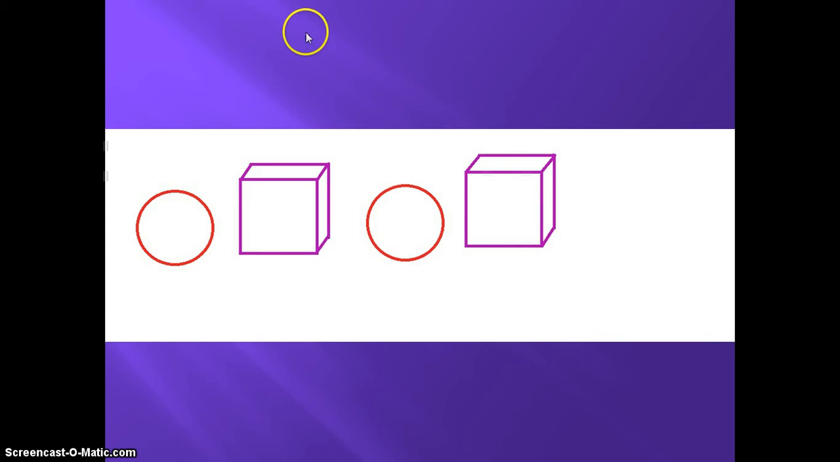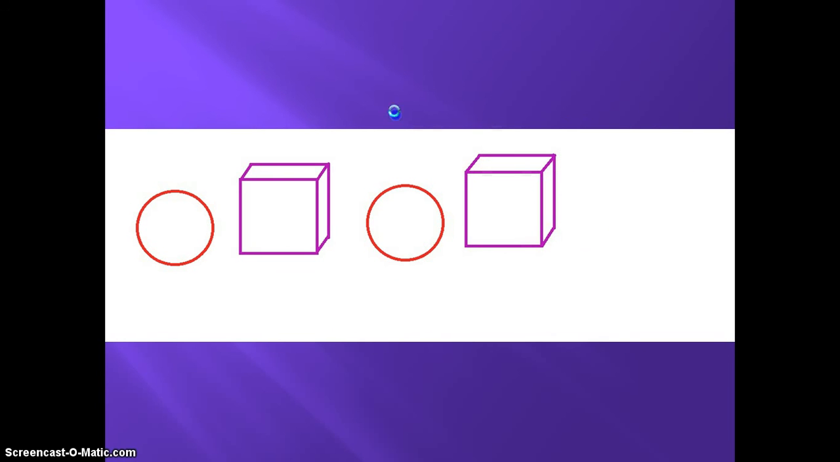Now this one's a little different. We have two things that are different. We have different colors. We have red and purple, and we have different shapes. We have a circle and not a square, but a cube. So it's red circle, purple cube, red circle, purple cube. What would come next? A red circle.